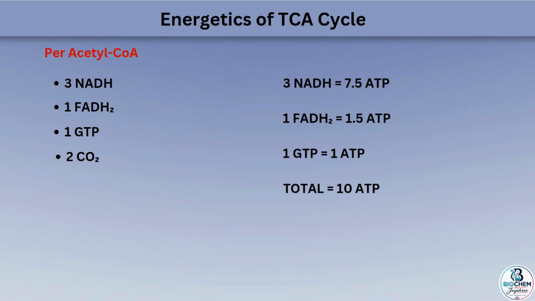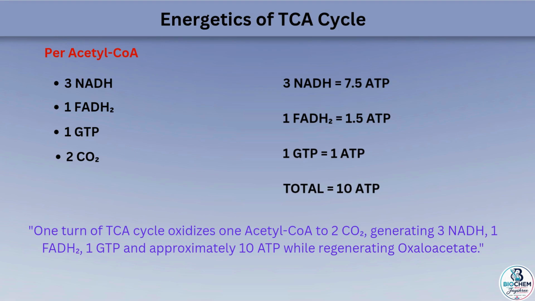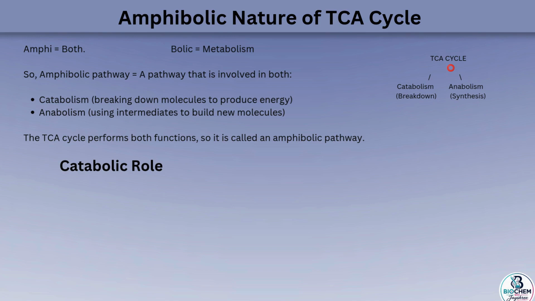So now we can say one turn of the TCA cycle oxidizes 1 acetyl-CoA to 2 carbon dioxide, generating 3 NADH, 1 FADH₂, 1 GTP and approximately 10 ATP while regenerating oxaloacetate. Proteins, glucose is converted into pyruvate, fatty acids undergo oxidation, and many amino acids are broken down.